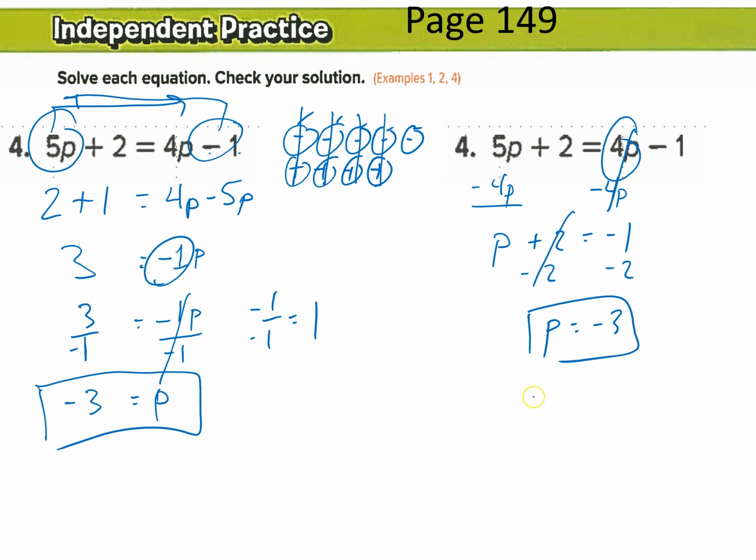How did I get negative 3? Negative 1 and negative 2 is negative 3. So my answer, no matter how you do it, is negative 3.